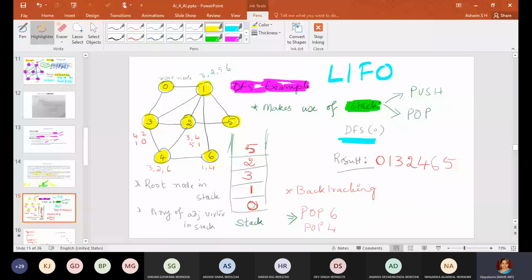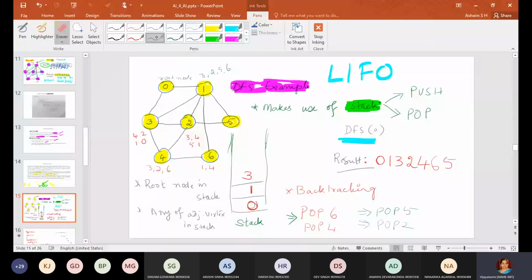Now next, after this, again you have to go one step back. You pop 5 and check for any unvisited adjacent vertices. Just check that. Remove this. Do you have anything? No. Then next you pop 2. Check for any unvisited vertices.